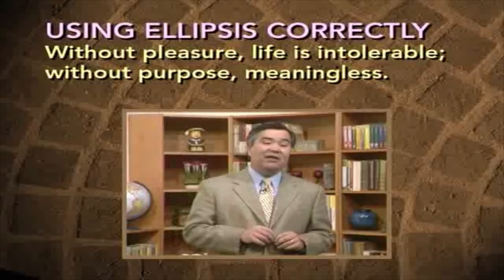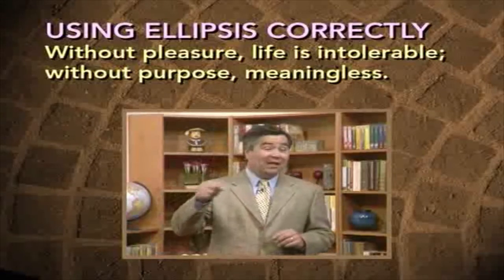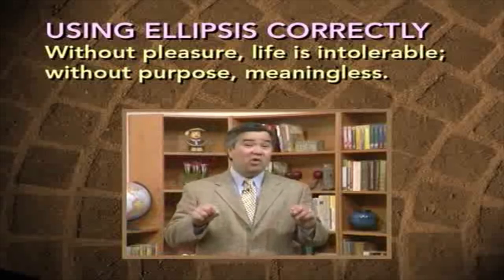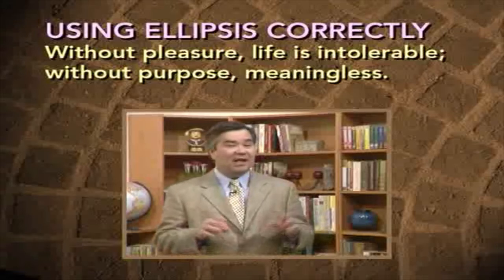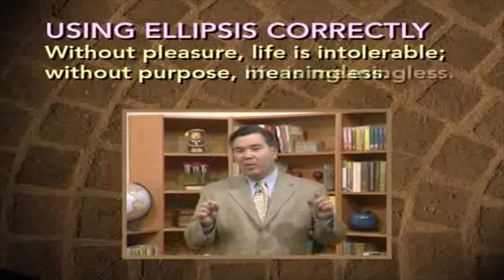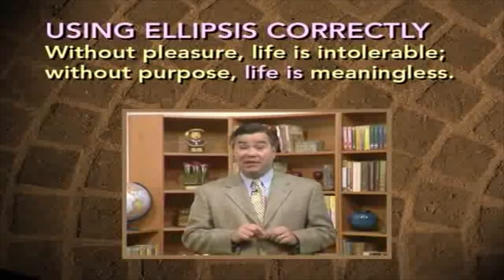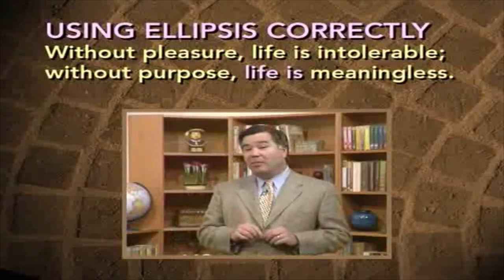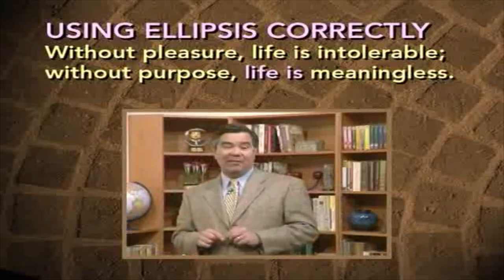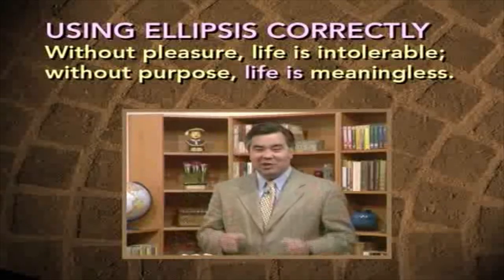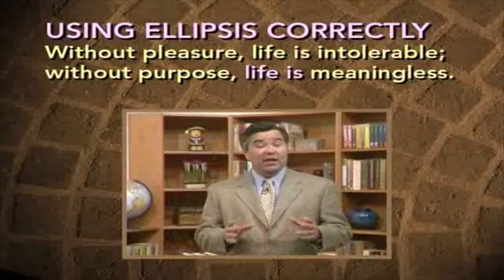Let's test to see if ellipsis has been done correctly here. Remember that our test is to insert exactly the same omitted words and make sure that the sentence makes sense once those words have been inserted. Let's try that. "Without pleasure, life is intolerable. Without purpose, life is meaningless." The words that were omitted from the second half of the sentence were "life is." When we reinsert exactly those same words into the second half of the sentence, it does make sense. And I think the sentence is clear and easy to understand without them.